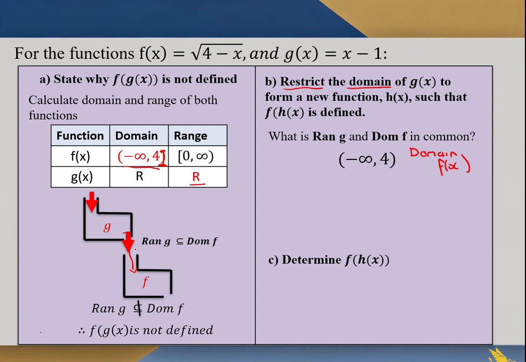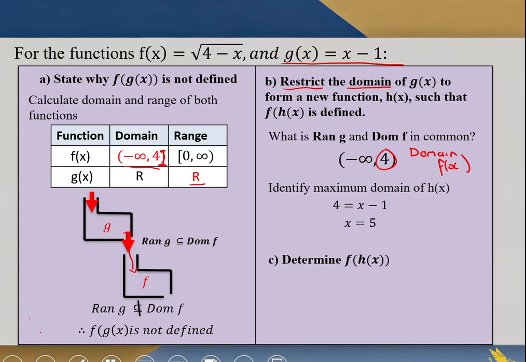We need to use them as our range and put it back into our machine and go all the way up to find out what was our original input into the g function. So to do that, we are going to grab the equation g of x is equal to x minus 1. I'm going to plug it into my equation to find the maximum for my domain. So I have 4 equals x minus 1, and that gives me x is equal to 5. Now I've got my new domain.